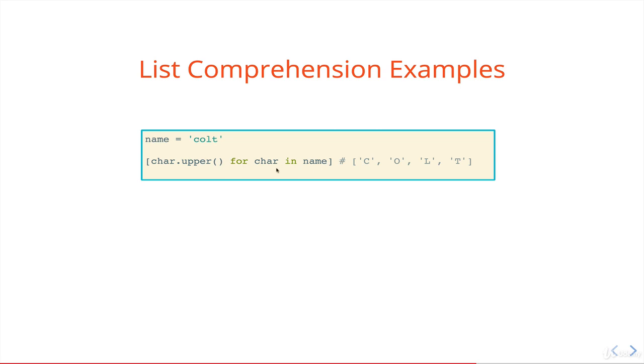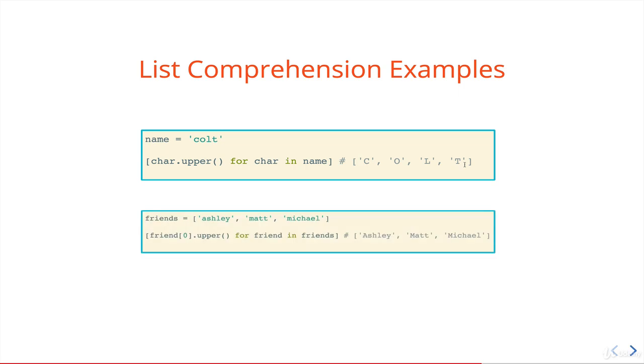And we end up with a list where each character is an uppercase letter from this string, C-O-L-T, all uppercase. In the second example, we have a list of friends, and we're taking each string and uppercasing the first letter and getting back a new list of friends with their names capitalized. So we have friends, Ashley, Matt, and Michael.